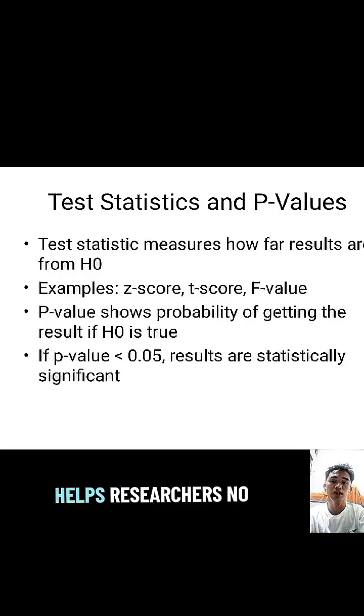The p-value helps researchers know whether the results are strong enough to support the alternative hypothesis. A high p-value means that the result may have happened by chance, while a low p-value means the result is less likely to be random. Example, if a medicine trial gives a p-value of 0.03, it means there is only a 3% chance that the result happened randomly if the medicine has no real effect.